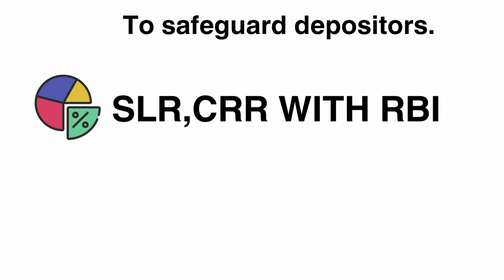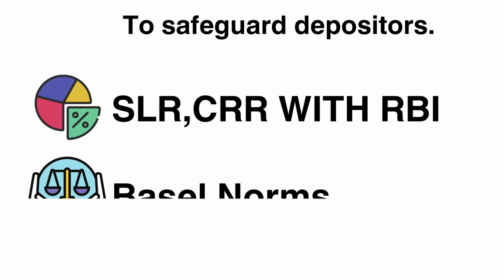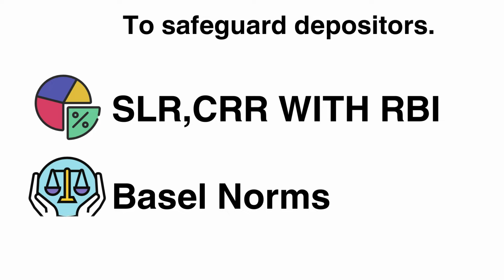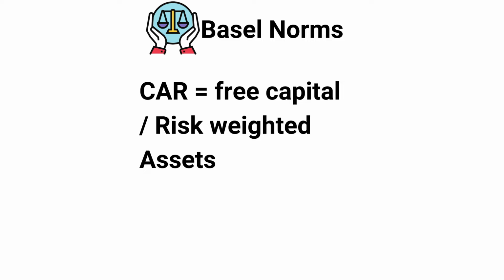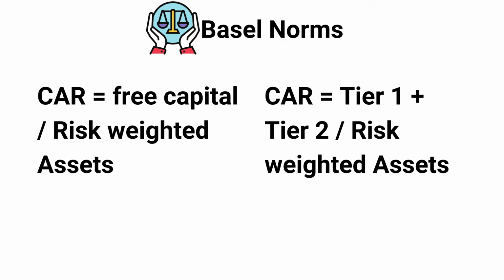To protect customers' deposits, banks follow regulatory requirements. Statutory liquidity ratio: the portion of deposits that must be invested in government securities. Cash reserve ratio: the percentage of deposits that banks keep with the central bank as cash reserves. Banks also need to comply with Basel norms on capital adequacy standards. The key metric is the capital adequacy ratio, or CAR. Maintaining a healthy CAR ensures banks have sufficient buffers to absorb potential losses on risky assets.